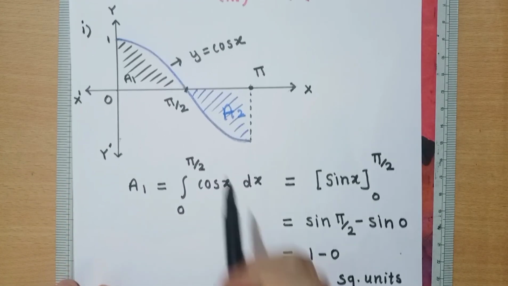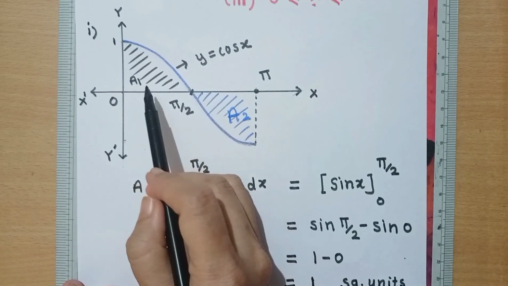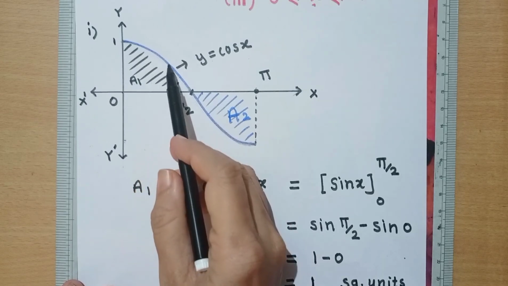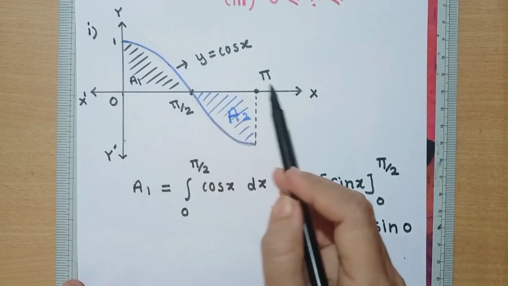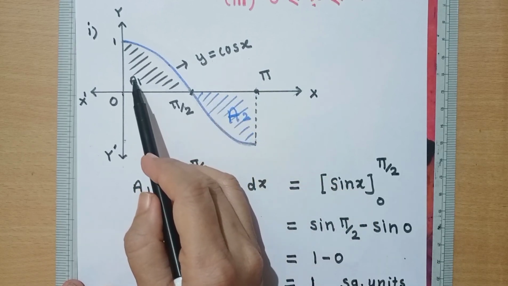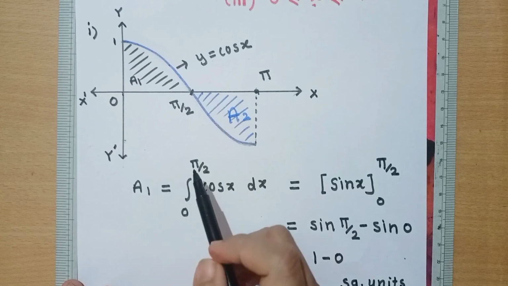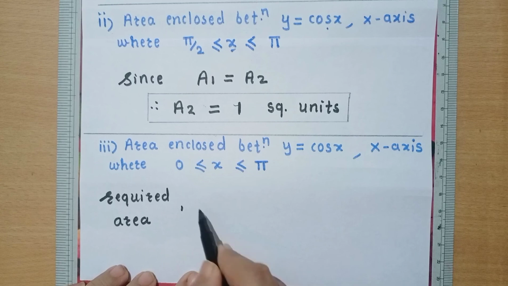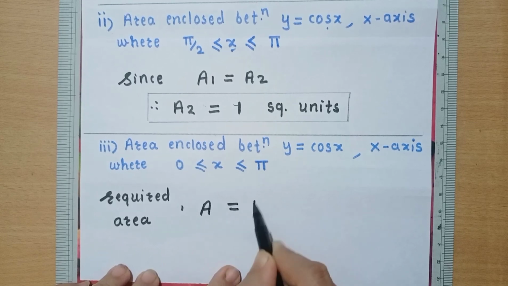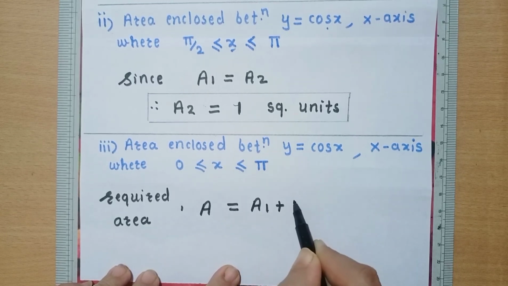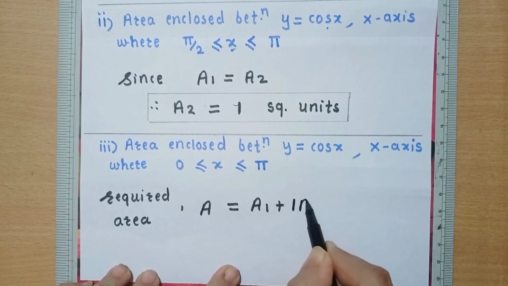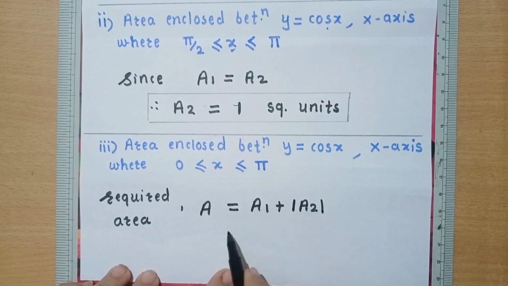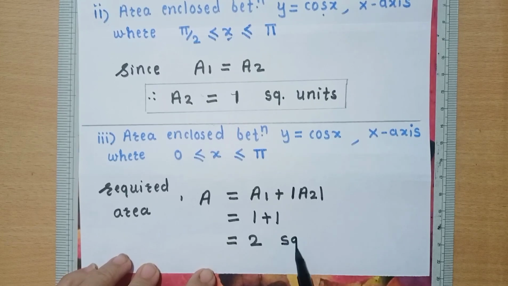Now to find the third one, check again this curve. We have to find the area enclosed between this curve and the x-axis from 0 to pi. That means we have to add up the A1 and A2 areas. So the answer of the third one is, the required area A is equal to A1 plus mod of A2, and its answer is 1 plus 1, and that is equal to 2 square units.